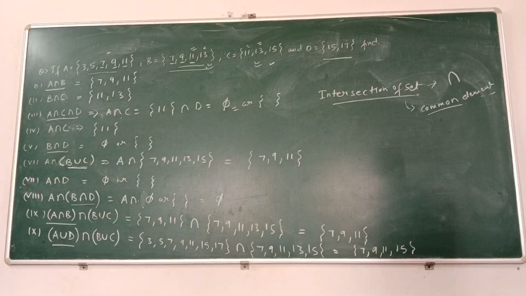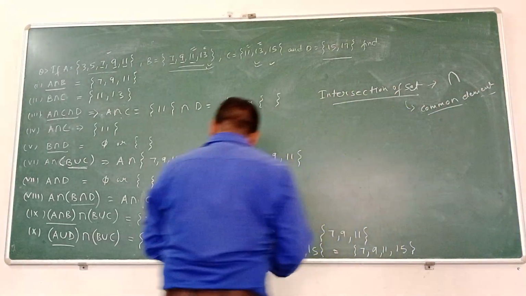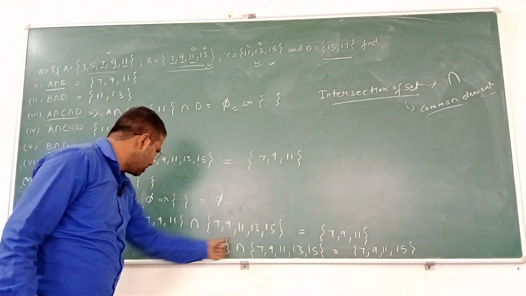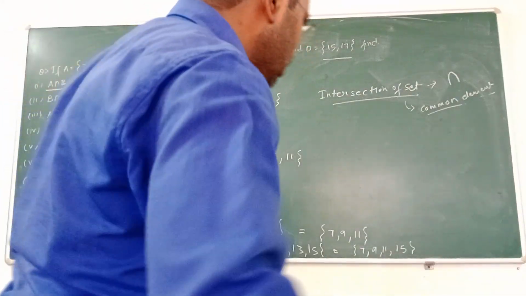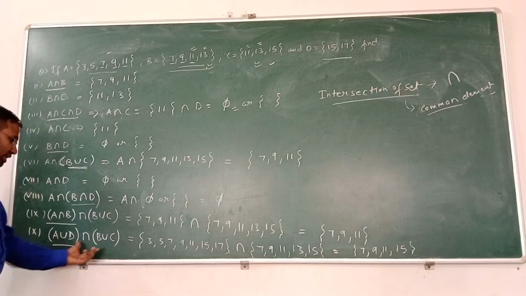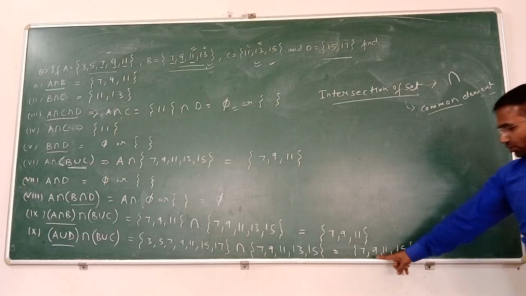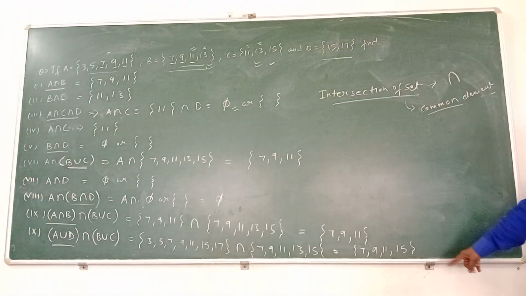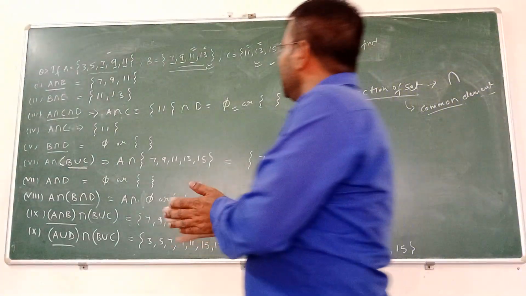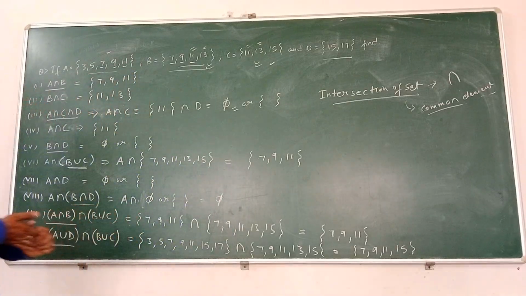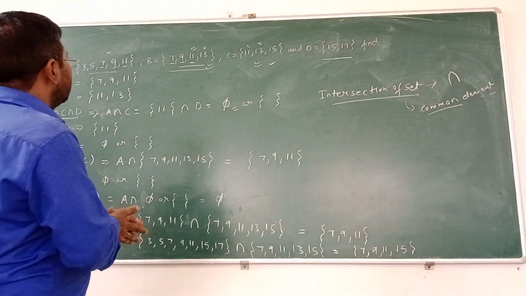B union C we are talking about. So B union C has 15 only. See here again: 7, 7, 9, 9, 11, 11, 15, 15. After this no element is common. So the intersection of A union D and B union C will be the set of 7, 9, 11, 15. Okay, so I hope you have understood how you will write the intersection of sets. All the things are written here about the intersection of sets.